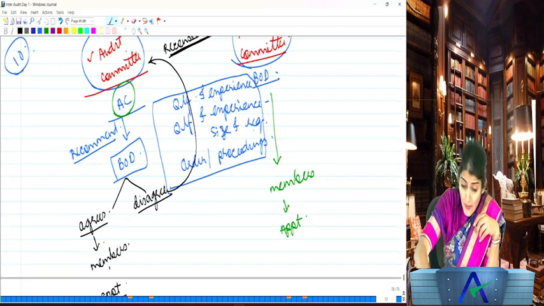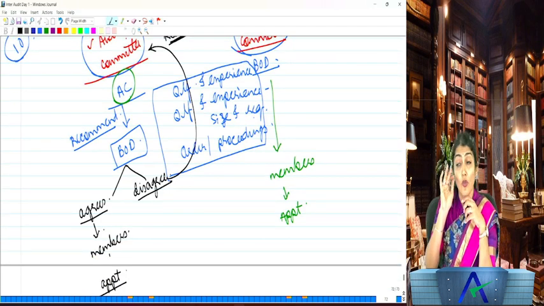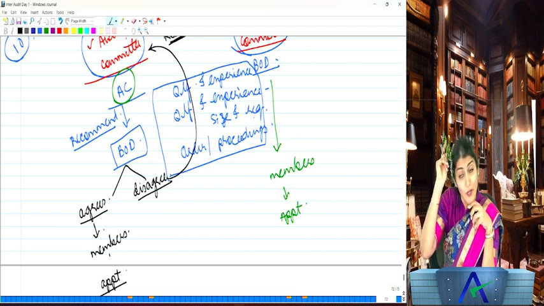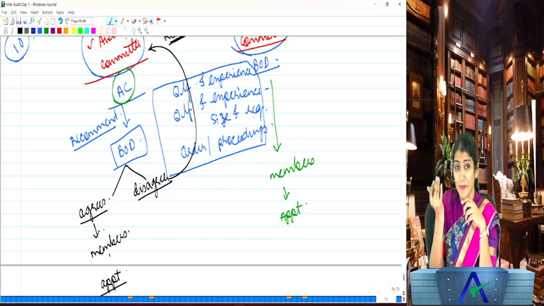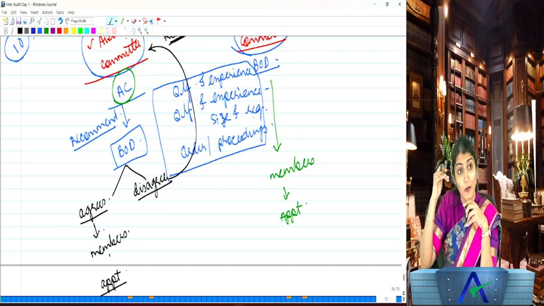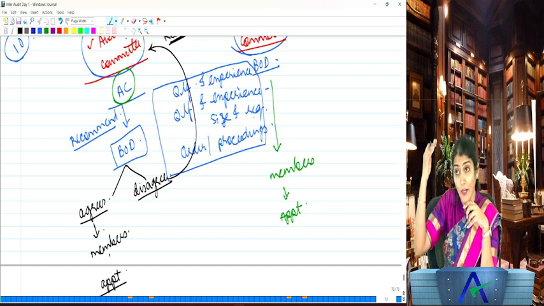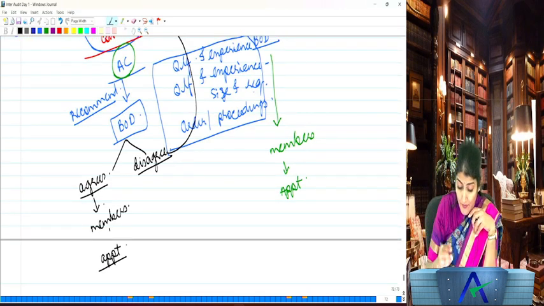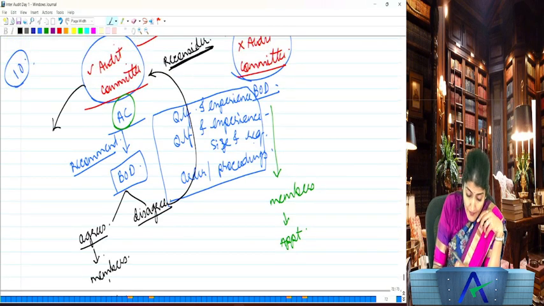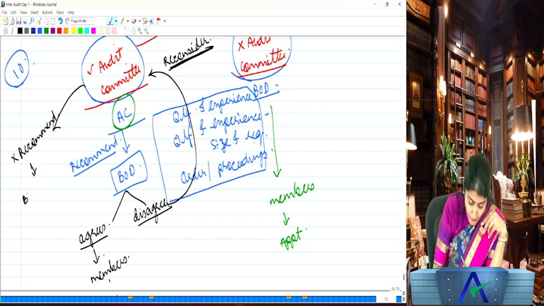However, the audit committee says no, we will not reconsider our original recommendation. We still recommend PwC only. The board is telling them that please reconsider your recommendation. If they agree to reconsider, wonderful. However, they say no, we will not reconsider our original recommendation, right? So what does it say? Disagreed. Then you sent it for the reconsideration. After the reconsideration also, what happens? They don't change their original recommendation. There is no change in the recommendation. Then what will the board of directors do?